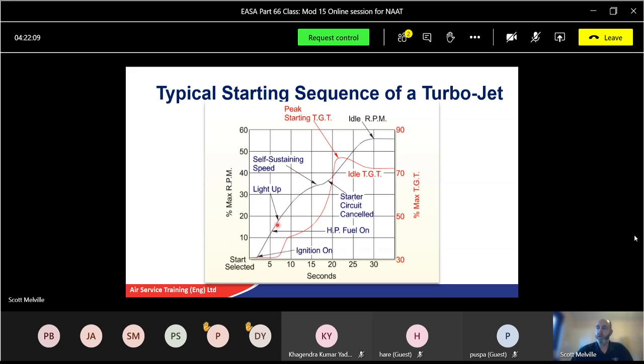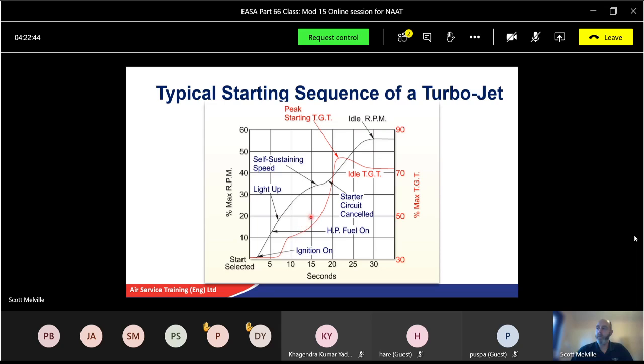But in between here, you'll see you get light up, so we actually get the flame starting. And then we'll get to a point where it's self-sustaining. What I mean by that is the engine can run itself. It doesn't need the starter motor any more. So it will start to speed up and settle off at roughly 58 to 59%. Like we saw yesterday, anything below 54%, the fade out would cancel the circuit. So you're looking at about 56 to 58%. That's when the engine is now idle.